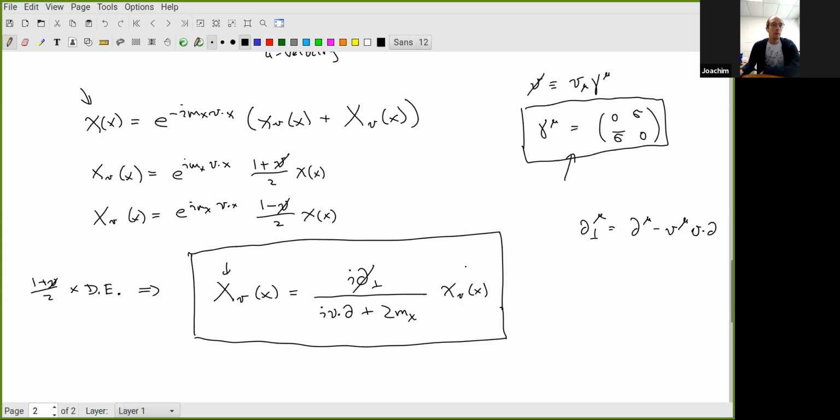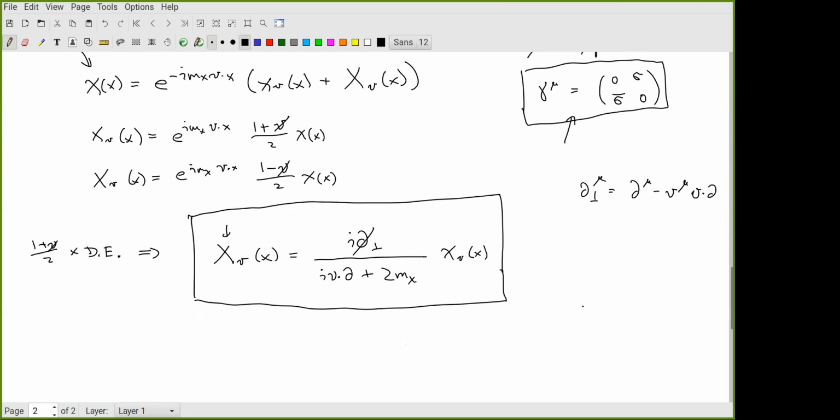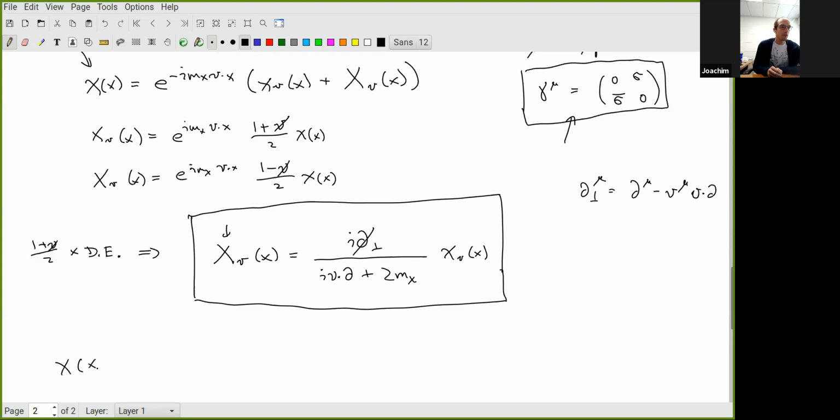So what we want to do next is substitute this expression for the capital chi field into the relativistic field. And so what we get is an expression for chi, and that is just i d slash perp divided by i v dot d plus 2m chi, plus 1, acting on the small chi v field.